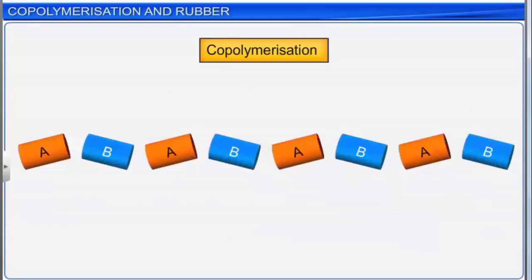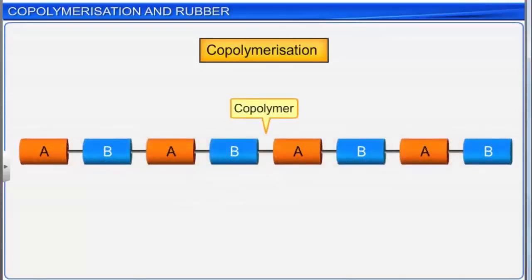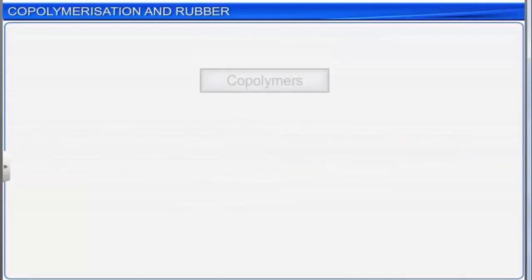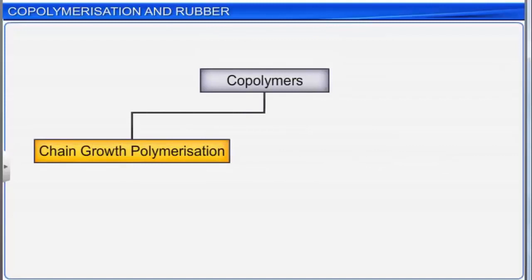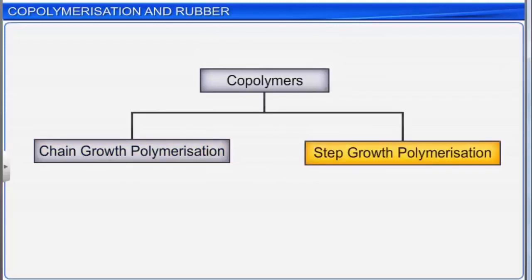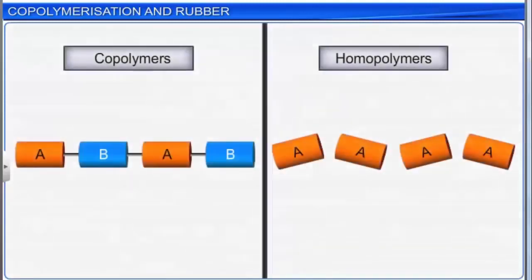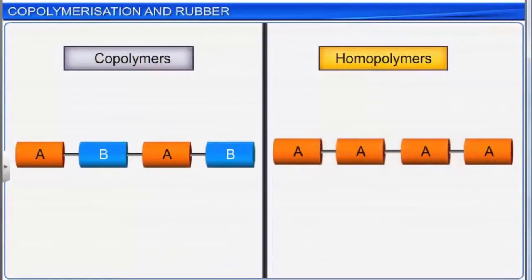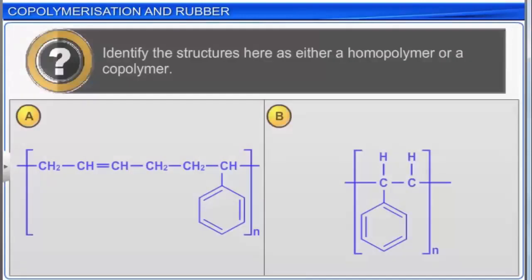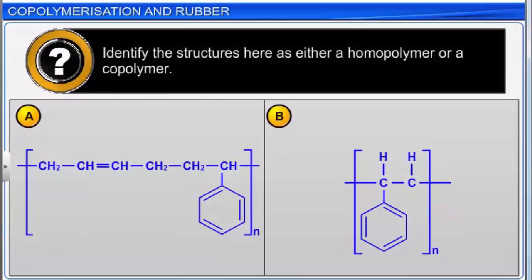Copolymerization is a type of polymerization reaction in which more than one kind of monomers polymerize to form a copolymer. Copolymers can be obtained by either chain growth polymerization or step growth polymerization. You already know that in contrast to copolymers, homopolymers are obtained by the polymerization of a single monomeric species. Here is a problem for you to try based on this concept.